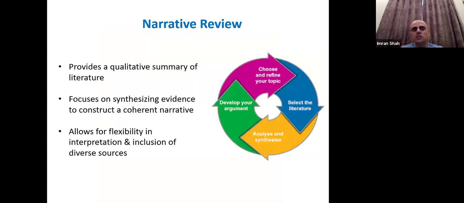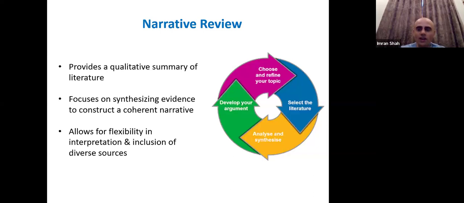So as we have discussed, a narrative review is a qualitative summary of the literature. It focuses on synthesizing the evidence from previous research and constructing a coherent narrative. Coherence is very important. There has to be a flow in a narrative review. It has to be like a short story, like a novel, so that when the reader reads your review, they feel drawn into reading it till the end. It has to have a structure. It has to have a flow.